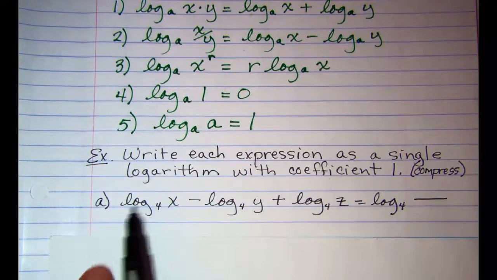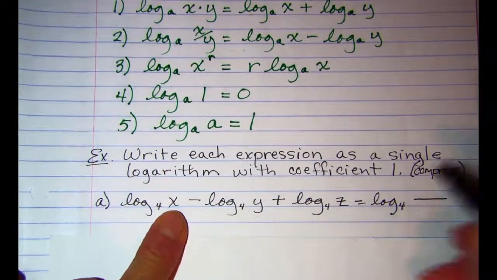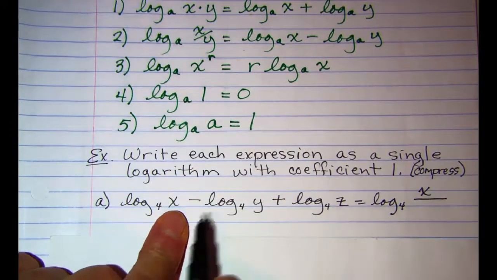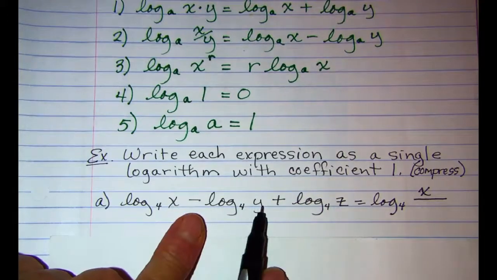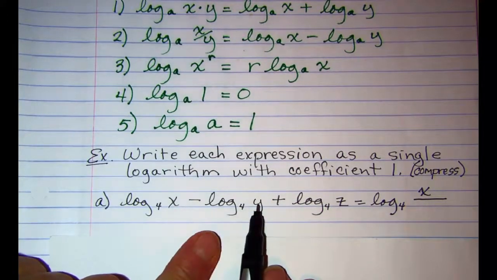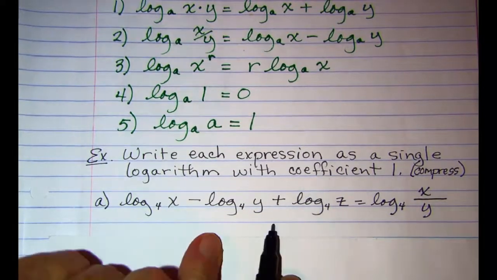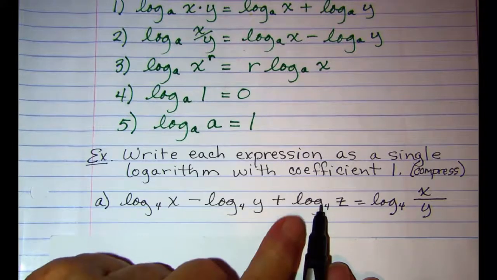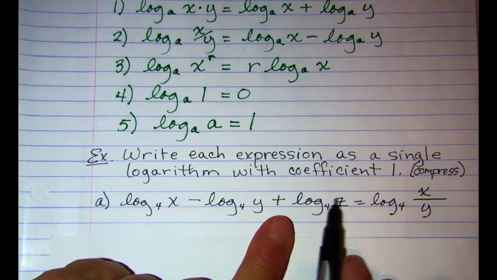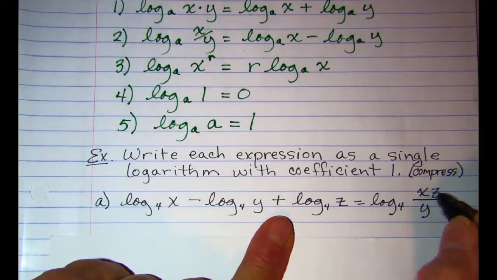This logarithm is positive, so this argument x is going to be a factor in the numerator. This log is negative, so this argument y will be a factor in the denominator. And this logarithm is positive, so this argument z will be a factor in the numerator.